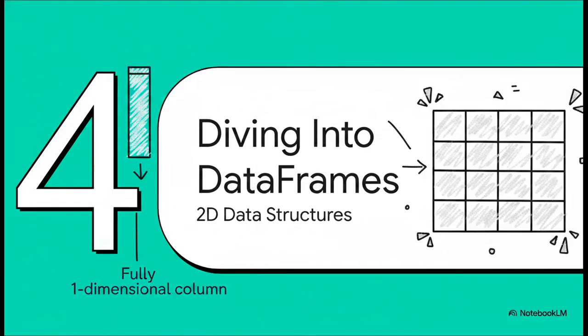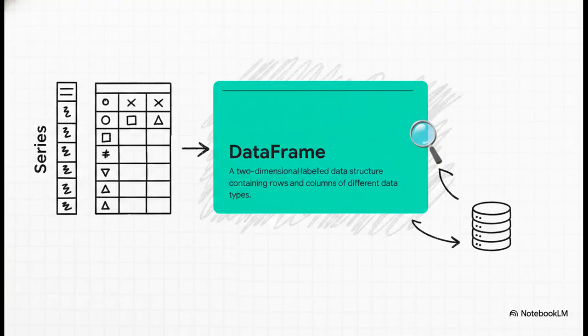Let's move on to section 4, diving into data frames. Okay, so how does this whole thing build from a simple one-dimensional column into a fully functional two-dimensional structure? Well, if a series is a single column, a data frame is the whole shebang. It's the entire spreadsheet. It is a two-dimensional labeled data structure containing rows and columns. And because it's essentially just a collection of series mashed together, each column can have a totally different data type. This right here is the core object you're going to be using like 90% of the time in Pandas. It's basically the Python equivalent of a complete, robust database table.